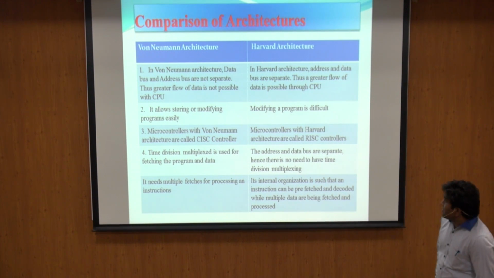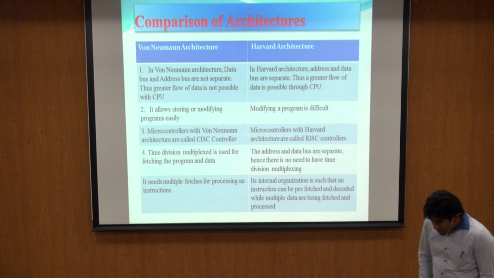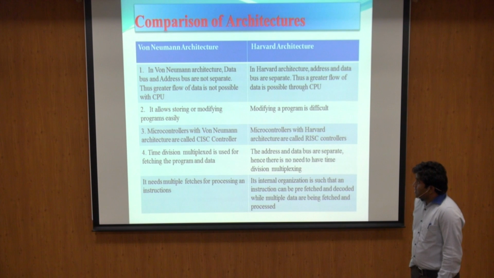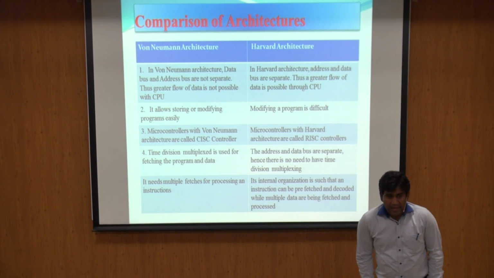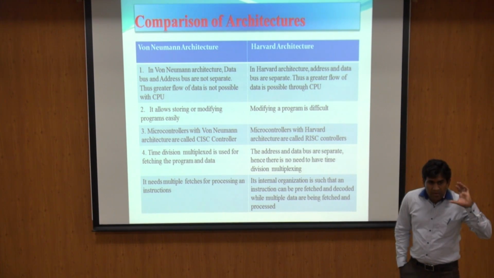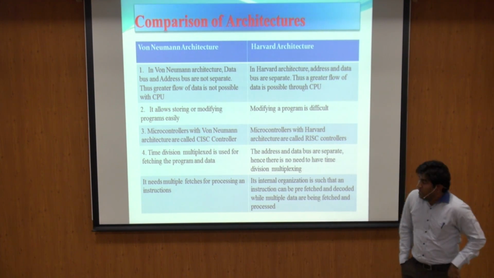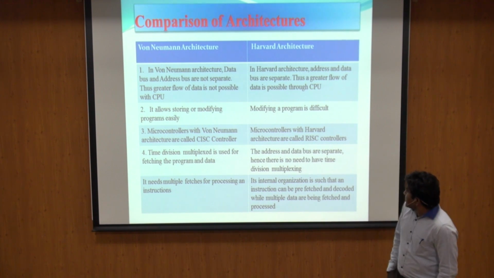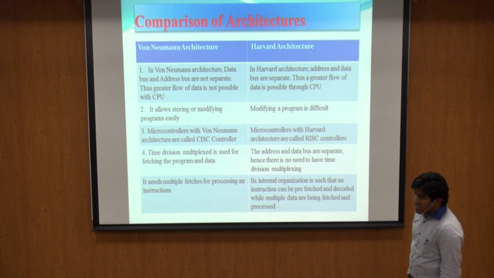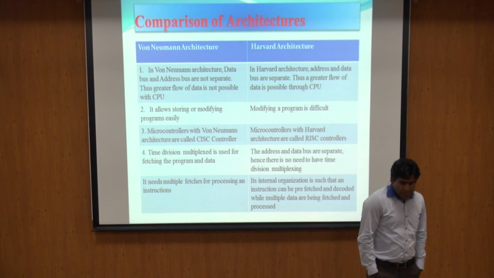Okay? Next we see a comparison of these architectures, that is the von Neumann as well as the Harvard. When we talk about the von Neumann type of architecture, the data bus and the address bus are not separate, because we have only one block of memory. In that only we have placed the program as well as the data memory. And when we talk about the Harvard type of architecture, the address and data buses are separate, so that I can access the content of the program memory as well as the content of the data memory in parallel.